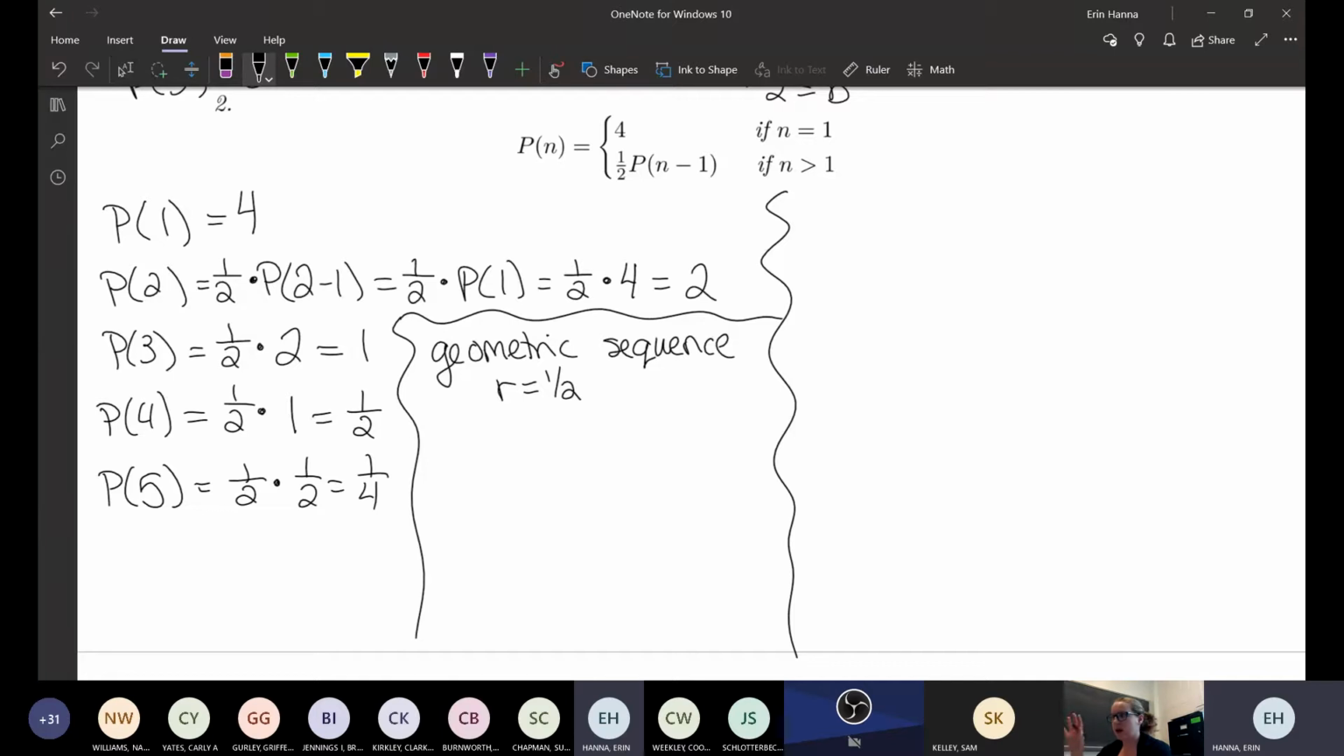Now, if we have a geometric sequence, the type of function that's going to follow this, a function where each term is multiplied by something else to get the next term, gives us an exponential function.